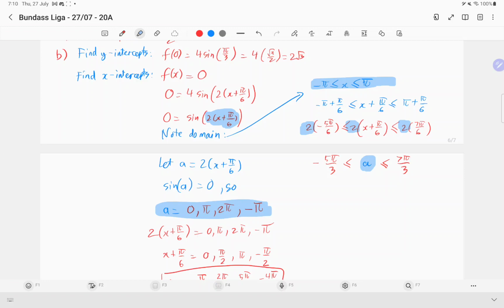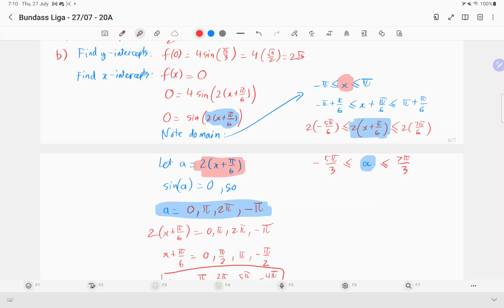Yeah, so we want this version because we are solving for the angle a. The original domain that we've got is for x, not for a. So you need to change it to a, which is basically this thing here.